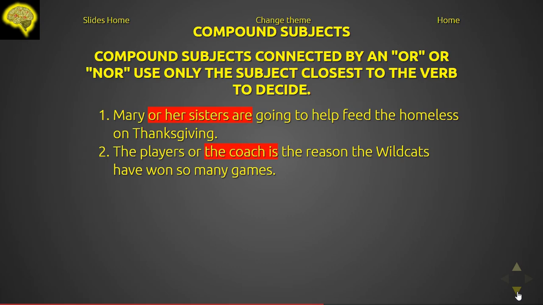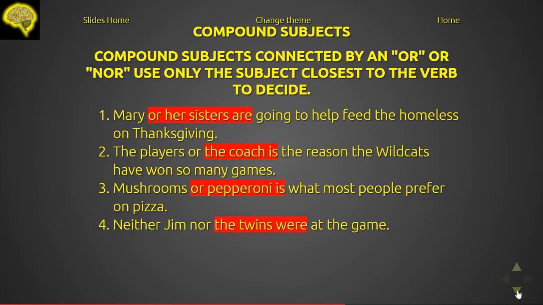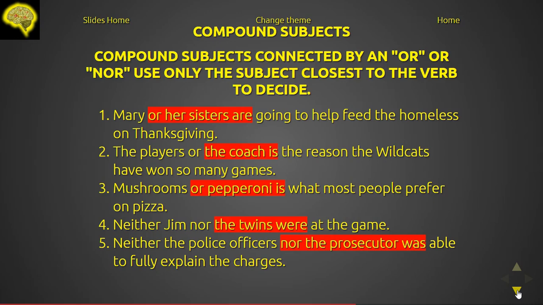Now some of these don't sound right. It's simply because you're not used to hearing them. Mushrooms or pepperoni is what most people prefer on pizza. Again, pepperoni is singular, and you'll notice we don't care about anything before the or, just the subject. Neither Jim nor the twins were at the game. Twins is plural, so that's why it should be were. Neither the police officers nor the prosecutor was able to fully explain the charges. In this case, prosecutor is singular, and that's why it's was.